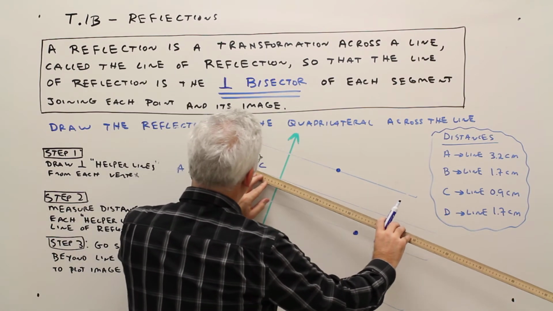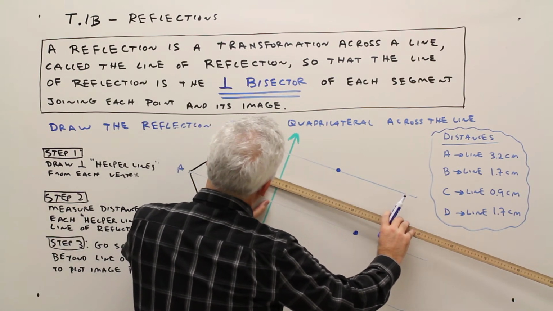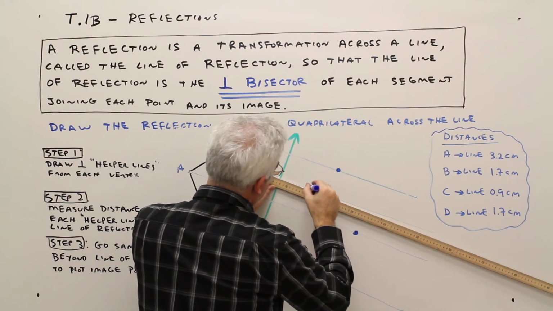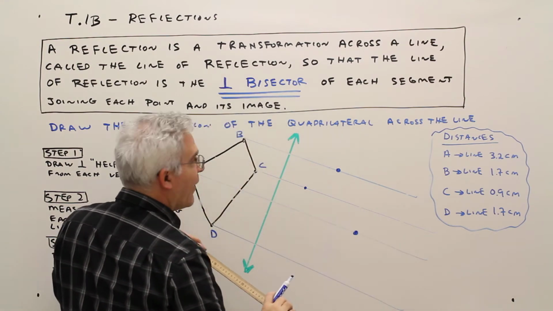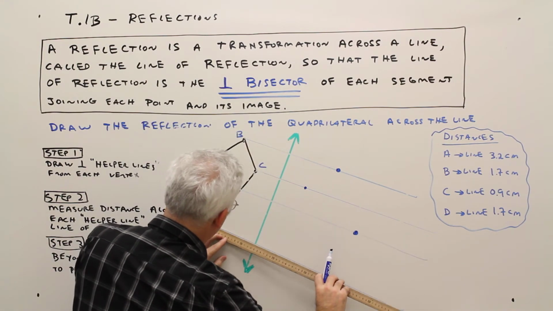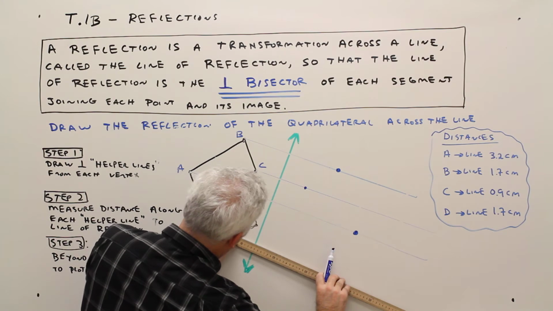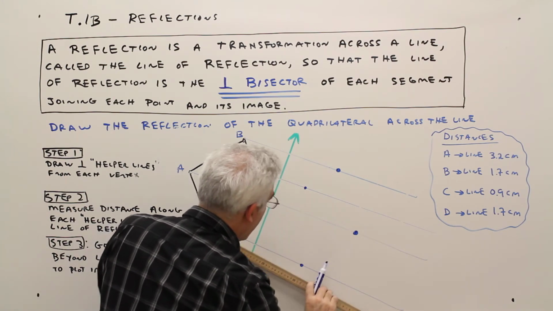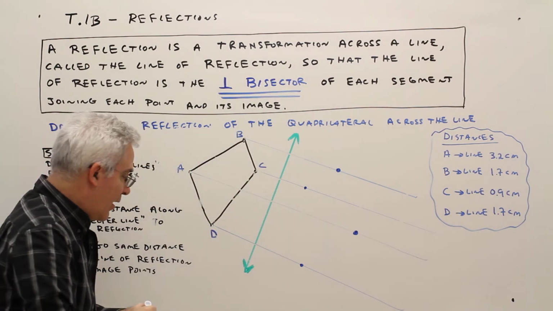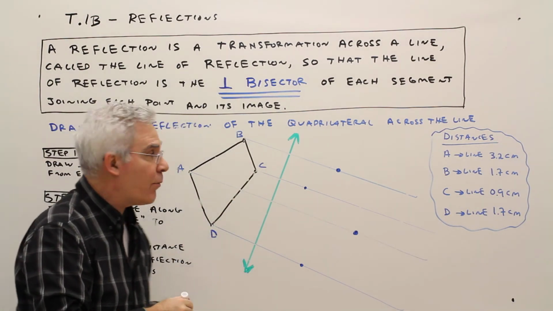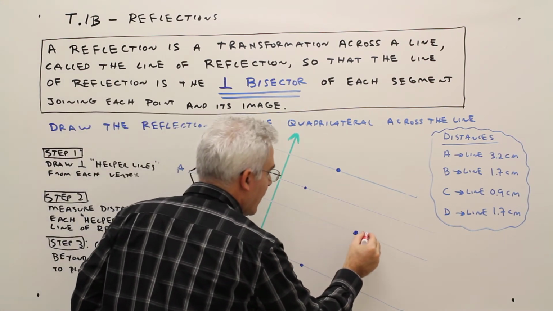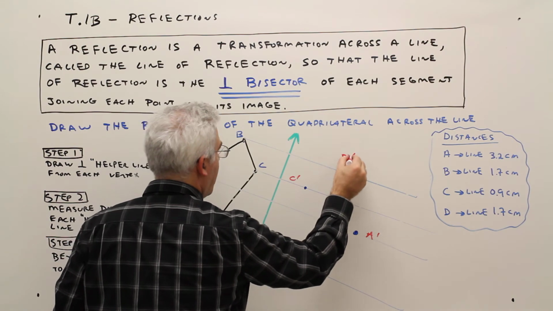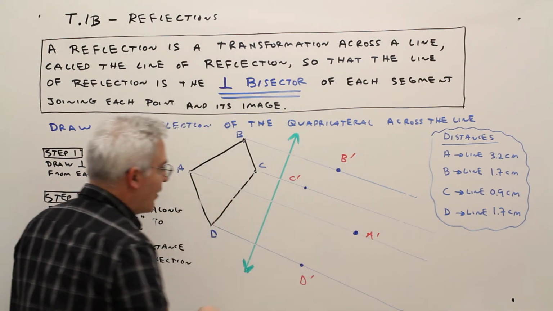C was 0.9 for yours. Let's see here. Okay, we'll go right there. And then D for yours was 1.7. Again, mine is slightly different. We'll go right there. And what I suggest you do is label each point with the prime. So this is A prime, C prime, B prime, and D prime.